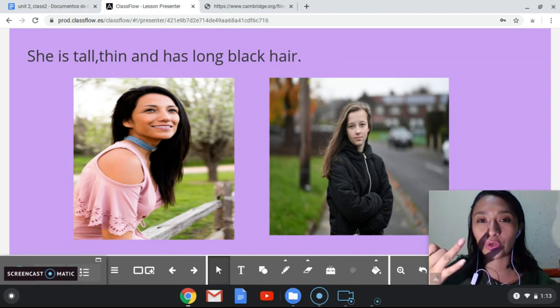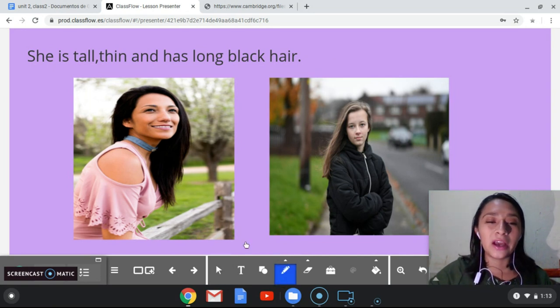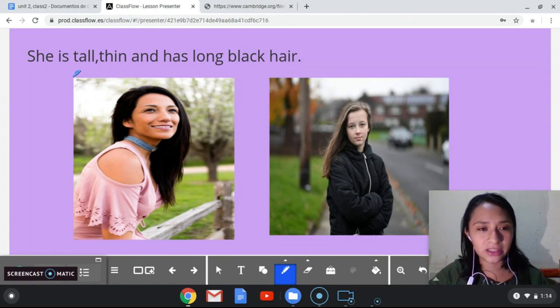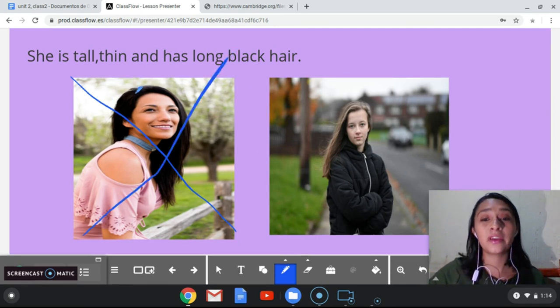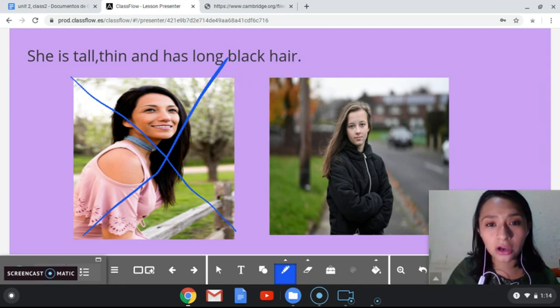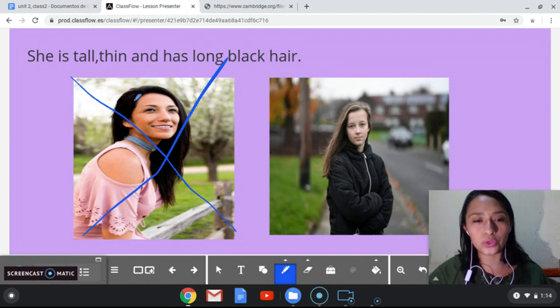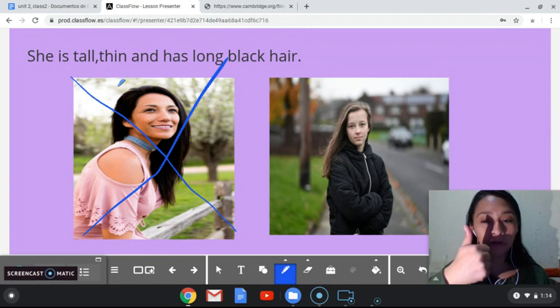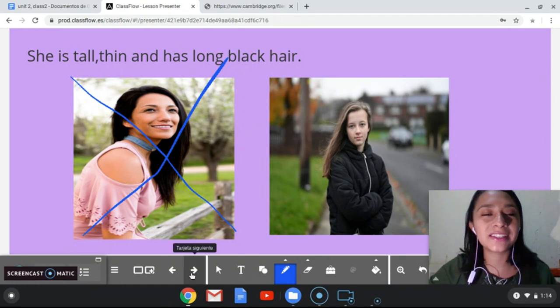3, 2, 1, and continue. Let's continue. So, the correct answer is, or the correct picture is this one, the number 1. Okay? So, she is tall, thin, and has long black hair. Okay? Very good. If you choose this picture, you're a really great student. So let's continue with the next slide.